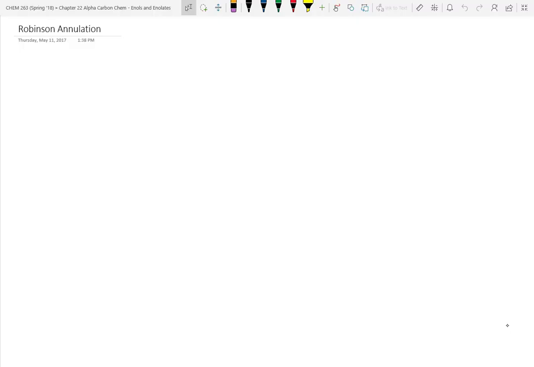All right, so the next section in chapter 22 is about the Robinson annulation. This is a reaction that still uses enolate chemistry. So really all it is a Michael addition followed by a cyclization. We already saw Michael additions a lot.